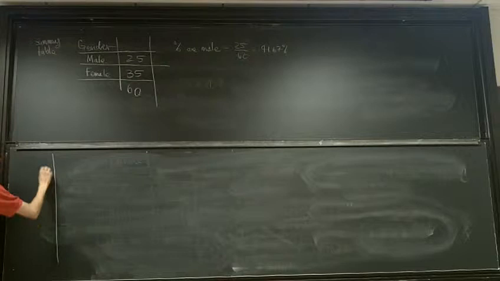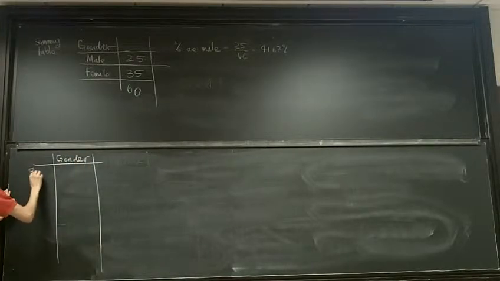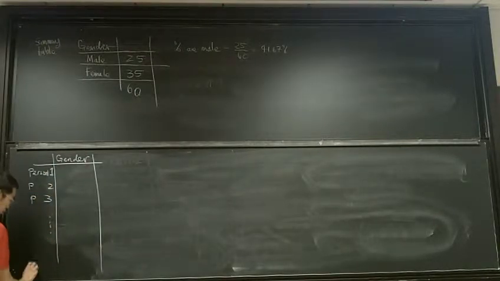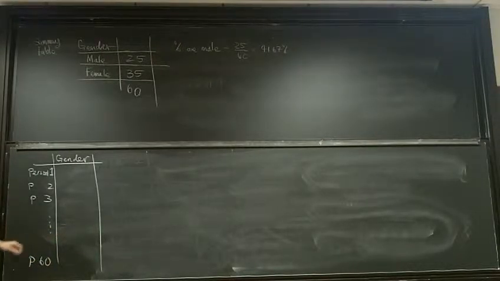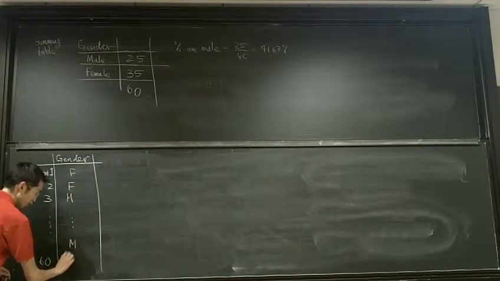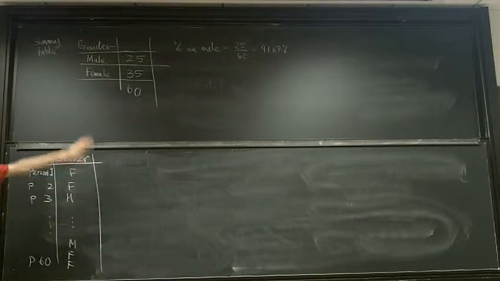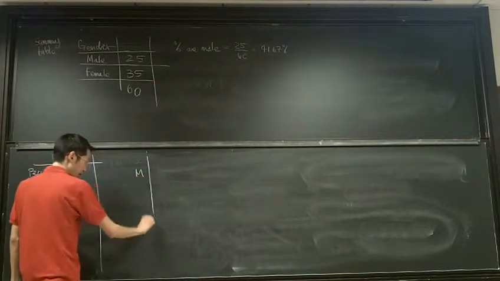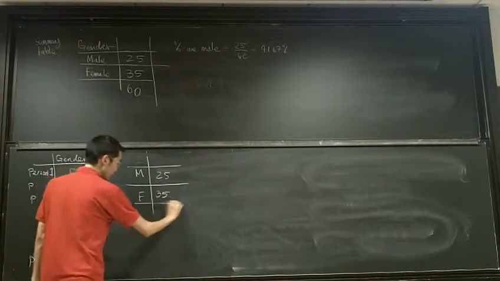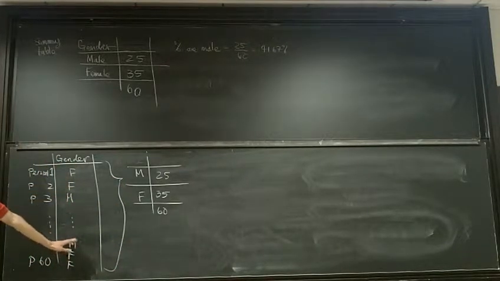If we were to create a data table, you could think of it as person 1, person 2, person 3, so on and so forth, up to person 60 in the classroom, and maybe person 1 is female, and person 2 is female, and person 3 is male, and we go on, and we've got more males and more females, okay? And all we've done is to go from here to here. We counted up how many males and how many females we have, and we found 25 males and 35 females for a total of 60 people. So we've just summarized this column of information. Is that all right?